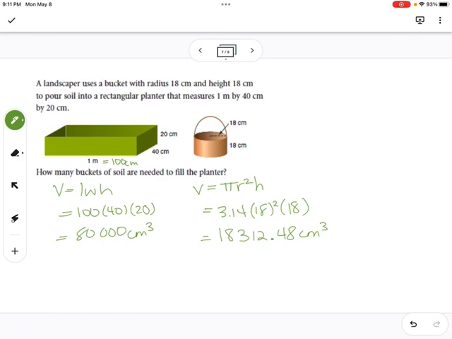Okay, so we found the volume of both the planter and the bucket, but the question is asking us how many buckets we need to fill the planter. So how many times do we need to fill to get to this volume here? So what we can do is take the volume of the planter and we divide by the volume of the bucket to get our number of buckets.